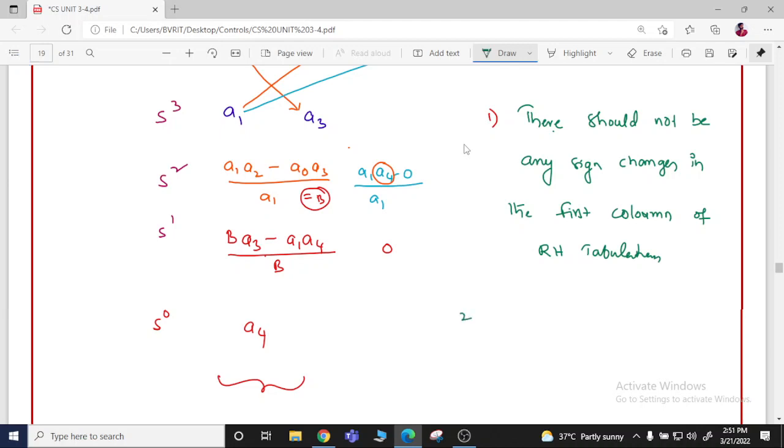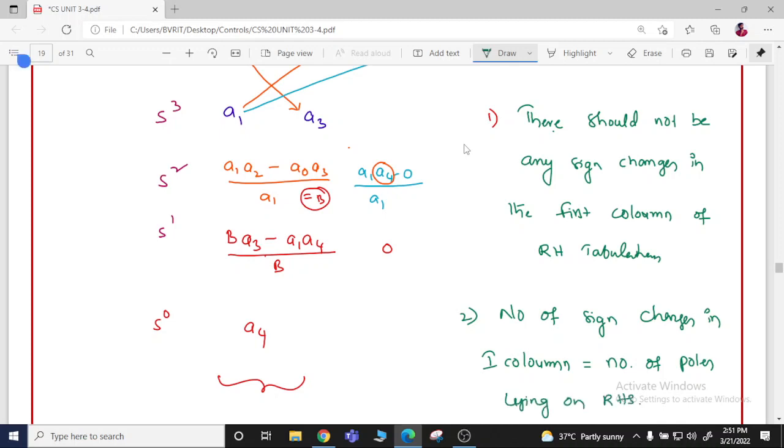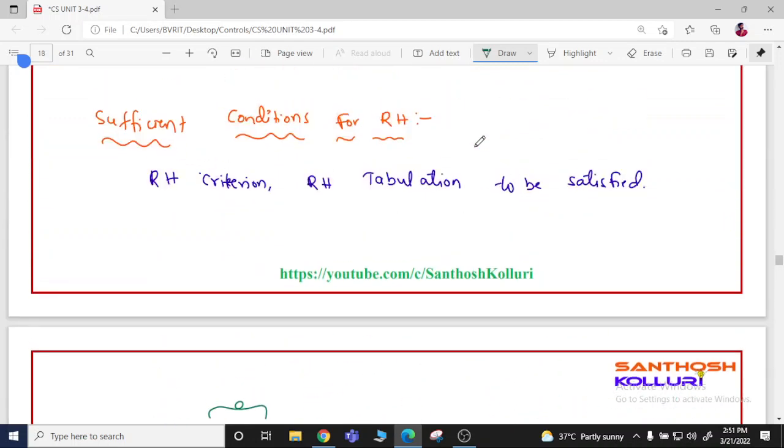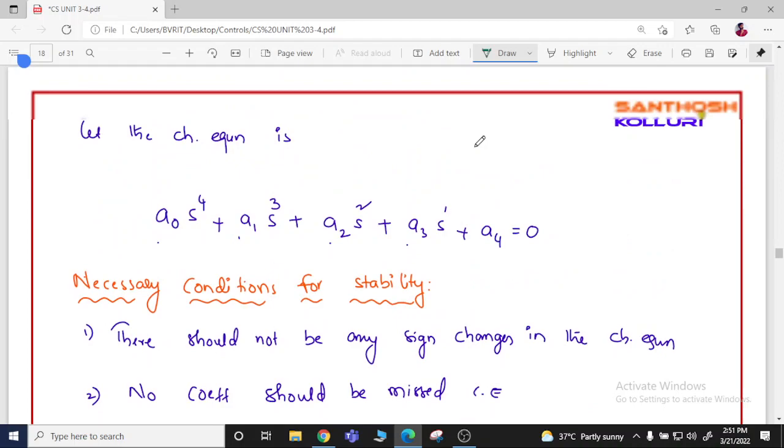If there are sign changes existing in the first column, then that number of poles are lying on the right side of the S plane. The number of sign changes in the first column is equal to the number of poles lying on the right hand side of the S plane. So this is all regarding Routh-Hurwitz criteria stability, necessary and sufficient conditions.